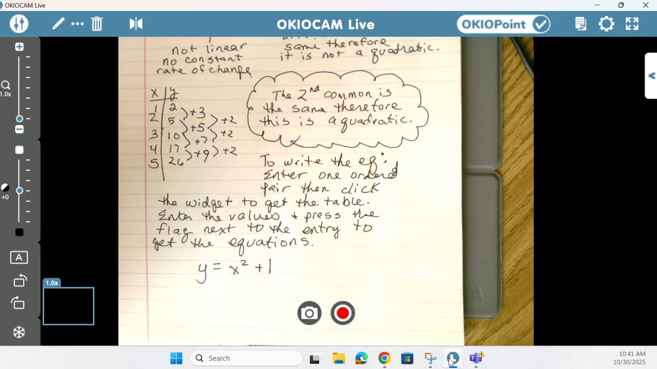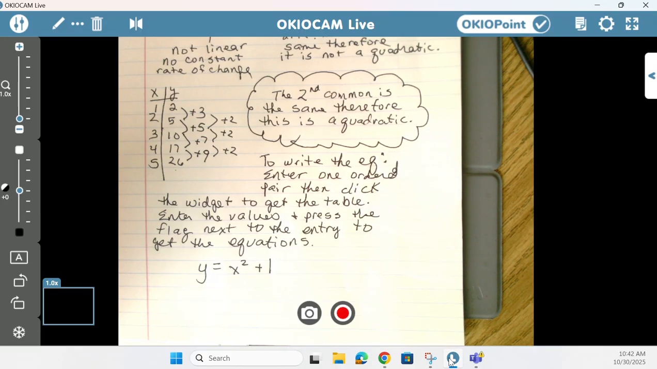That's a quartic regression. We want quadratic regression. Be sure you choose the right one. You want quadratic and not quartic. If it's linear, we don't use quadratic regression. If it's linear, you use linear regression. If it's quadratic, you use quadratic regression.